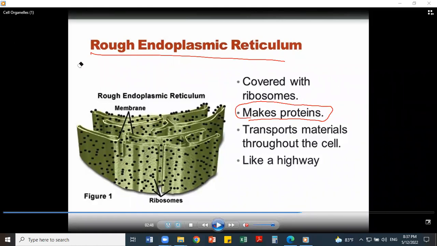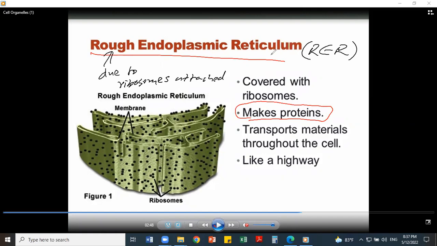What is the short form we use for the rough endoplasmic reticulum? We call it RER. Why is it rough? Because of ribosomes. Due to ribosomes attached, we call this RER. Without ribosomes, we call it SER.